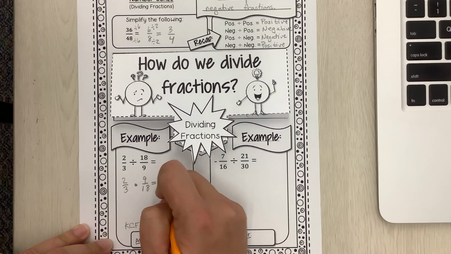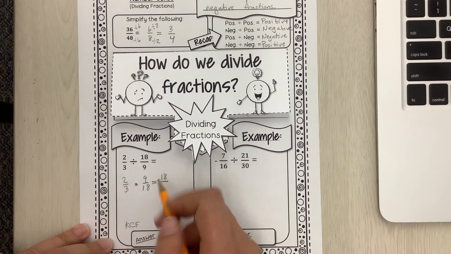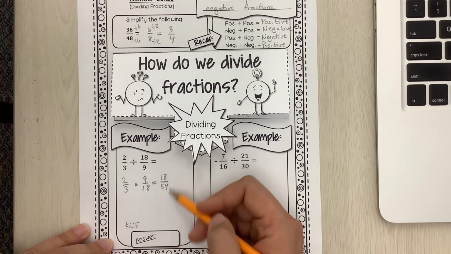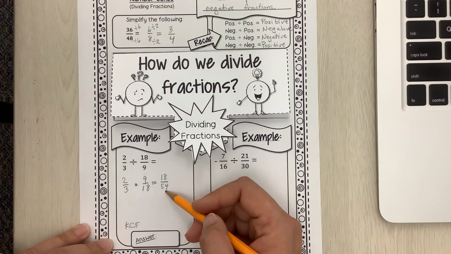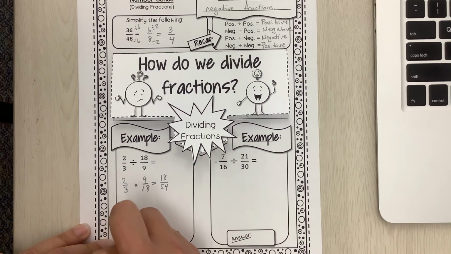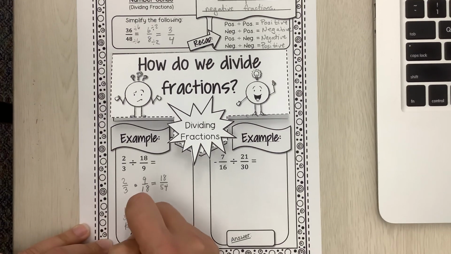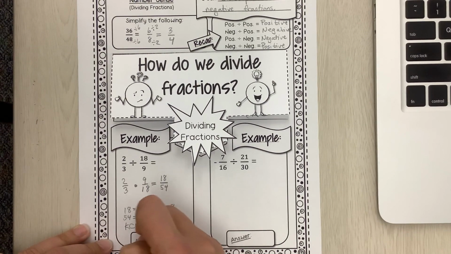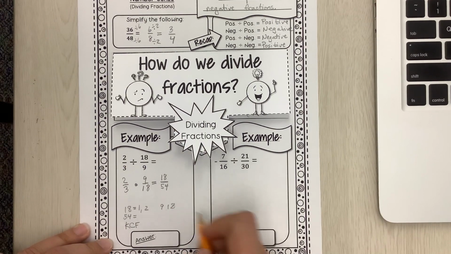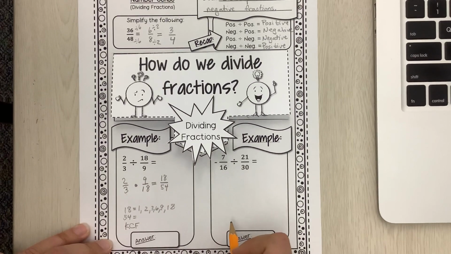2 times 9 is 18. 3 times 18 is 54. Now both of these are even, so I know I can divide them to simplify. I'm going to do factors of 18 and factors of 54. So 1 times 18, 2 times 9, can I do 3? Yeah, 3 times 6, and I think that's it.